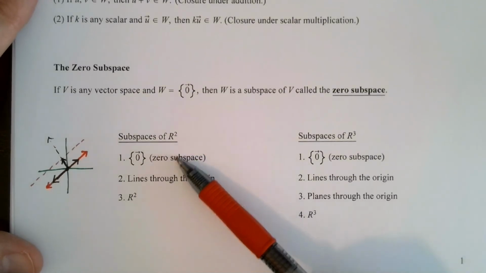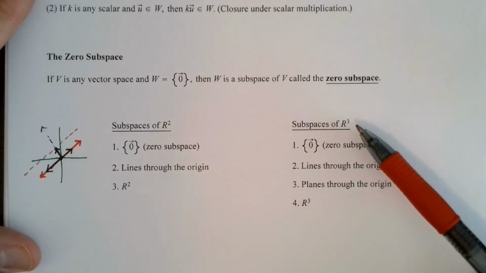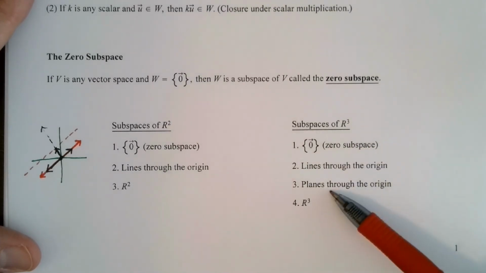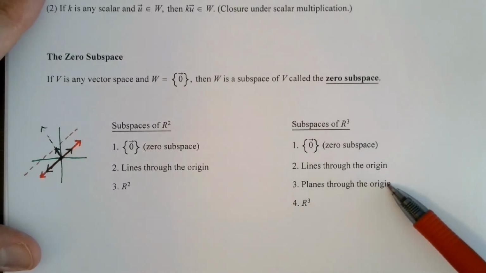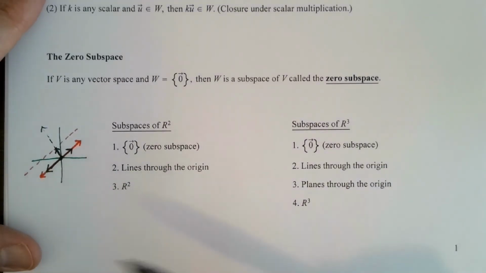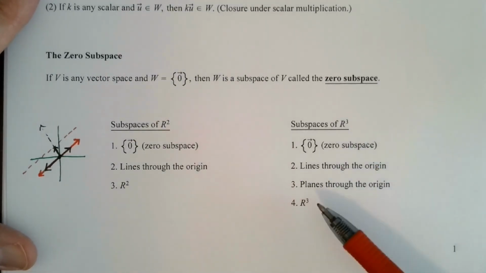But I do want you to know these facts. And then for 3 space, the only possible subspaces are the 0 subspace, all of 3 space, lines through the origin, and planes through the origin. So just like any line passing through the origin, in 3 space we could have any plane passing through the origin.